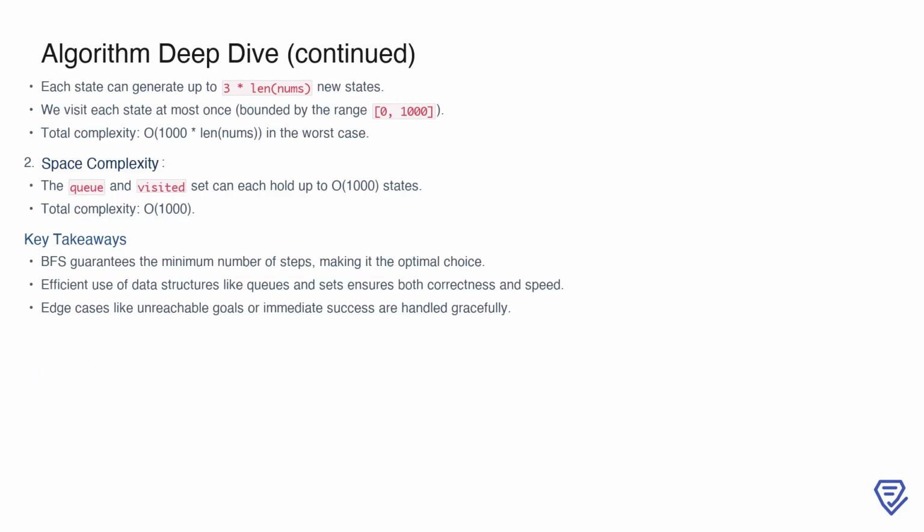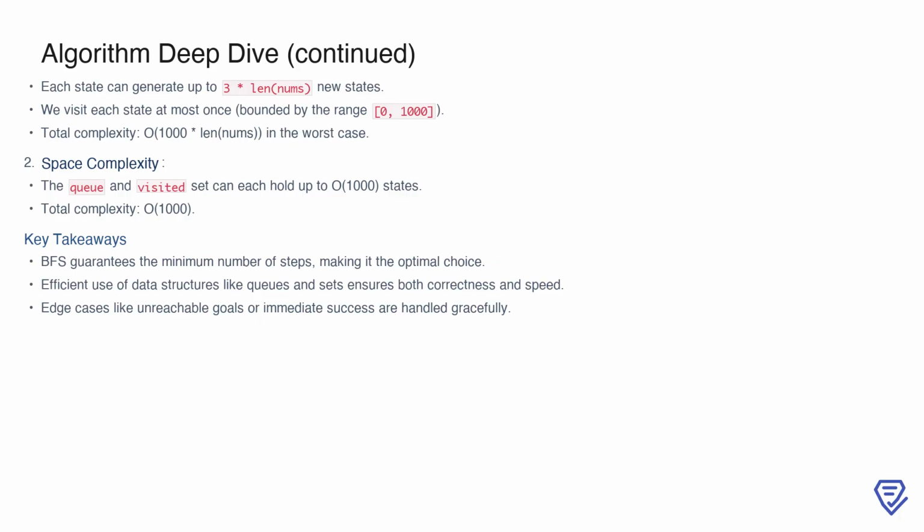When analyzing the complexity of this algorithm, the time complexity is determined by the number of states we can generate and process. Each state can produce up to 3 new states for every number in nums, leading to a maximum of 3 times the length of nums new states per current value. Since the valid range is constrained to 0 to 1000, we process at most 1000 states. This results in a worst-case time complexity of 1000 * len(nums). For space complexity, the queue and visited set can each hold up to 1000 states, as we only track unique values within the valid range. Thus, the space complexity is 1000.